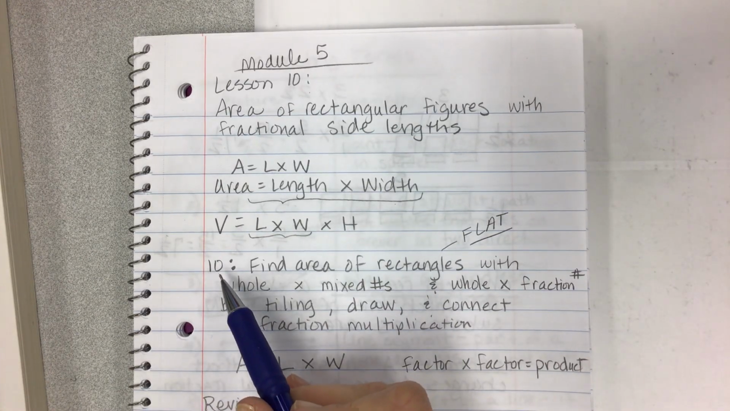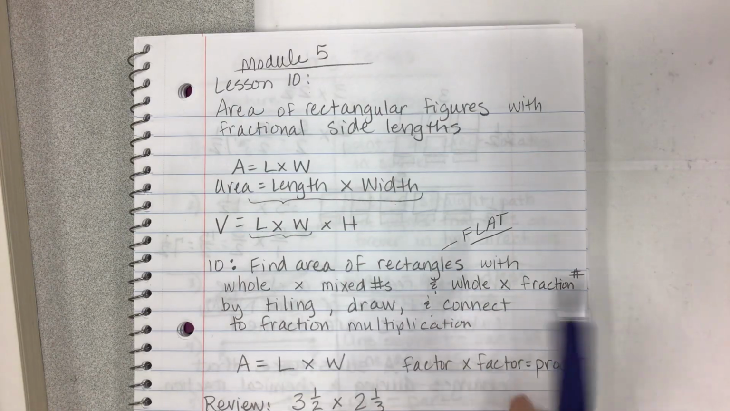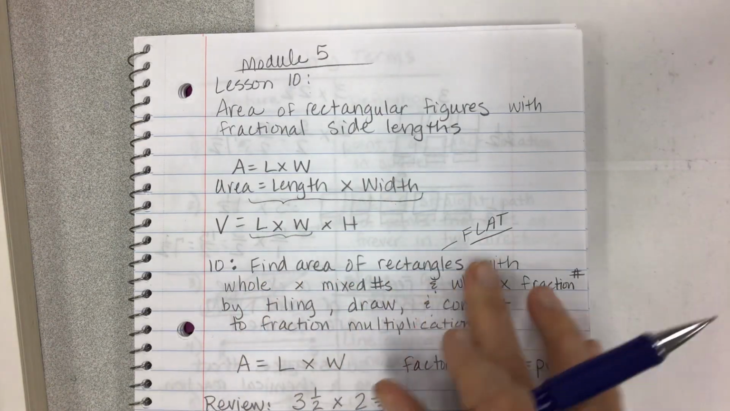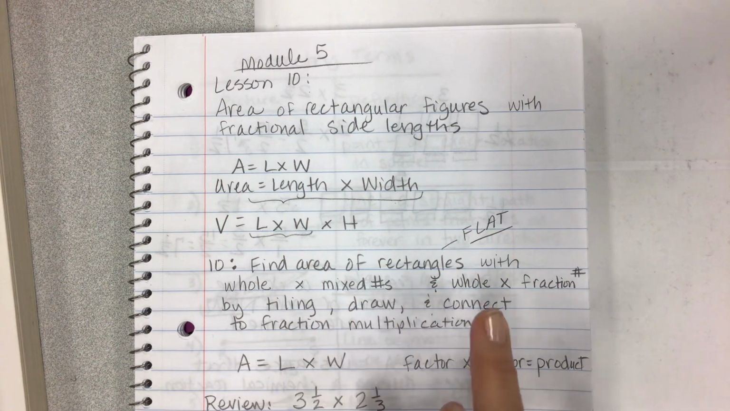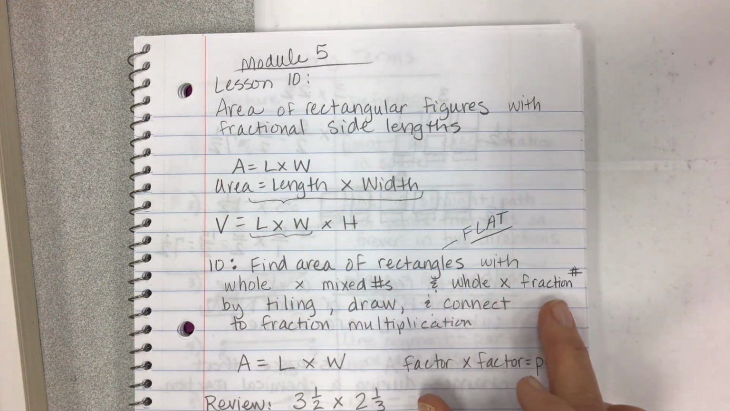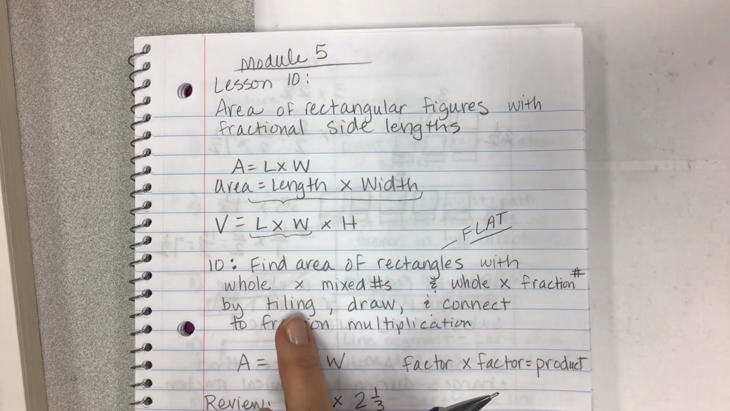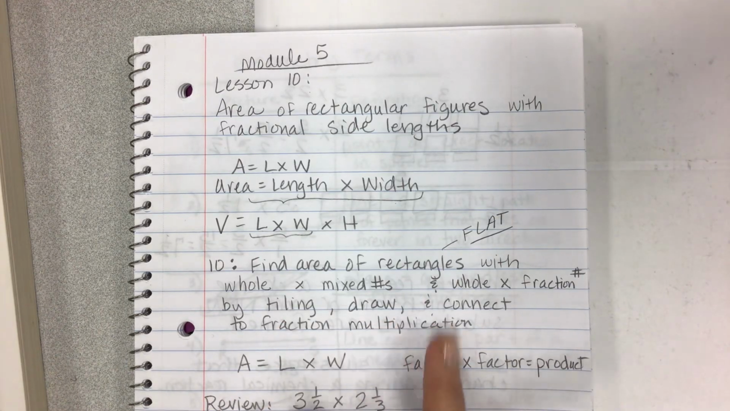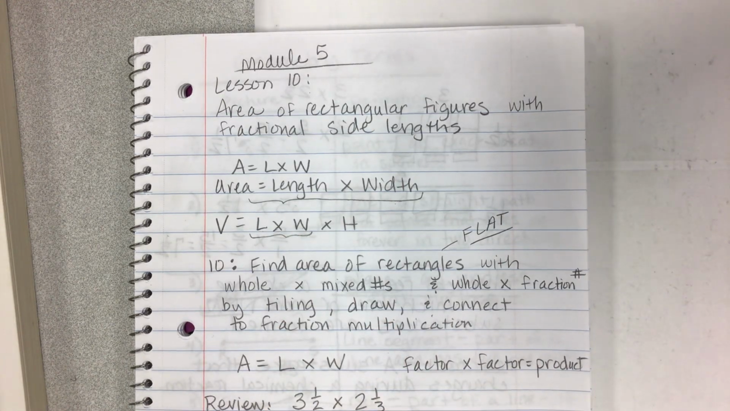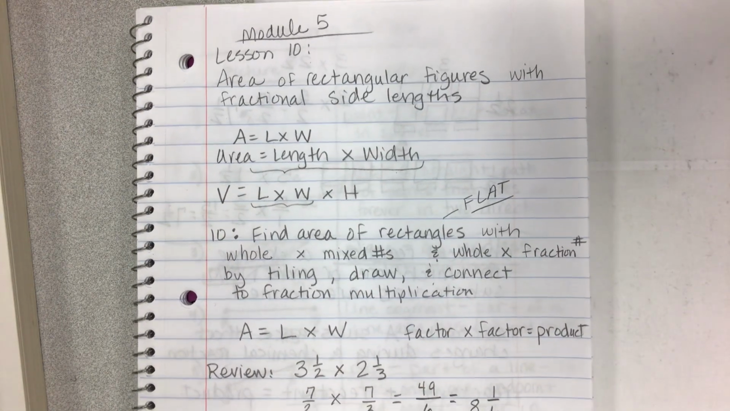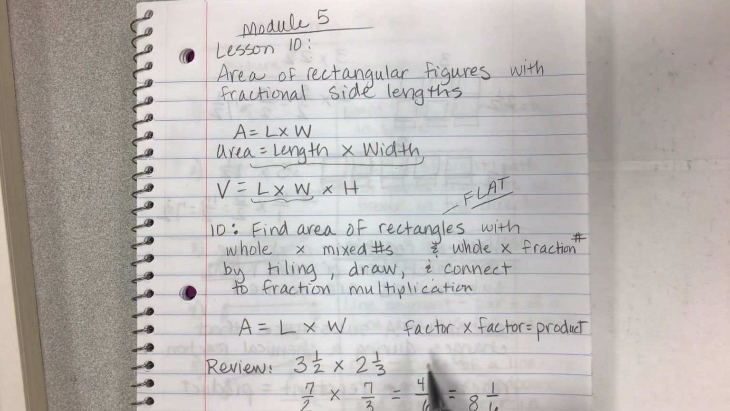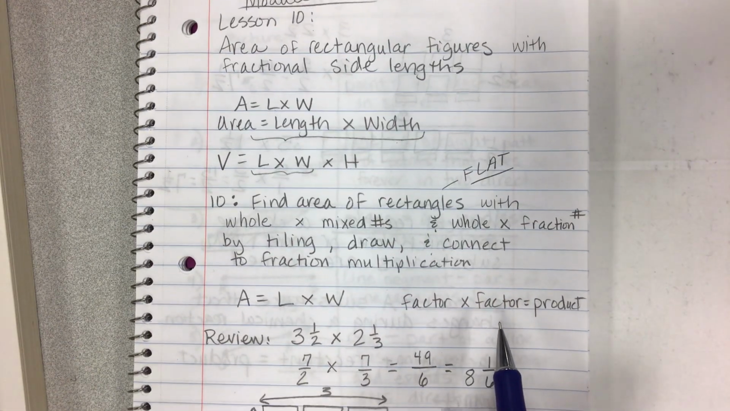Now, in Lesson 10, this is essentially what we're doing. Find the area of rectangles which are flat with whole and mixed numbers, by whole and just fractions. And we're going to be tiling and drawing, and then we're going to connect to fraction multiplication. And so there is a little review here with what the terminology is. Factor times factor equals product.